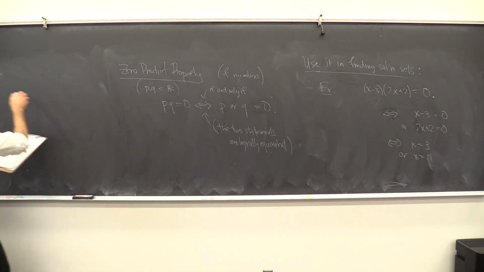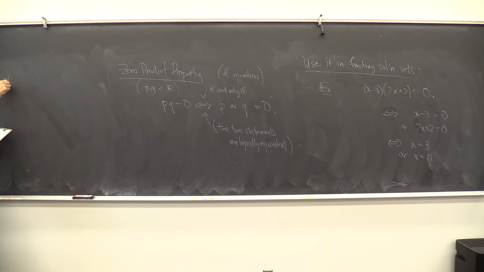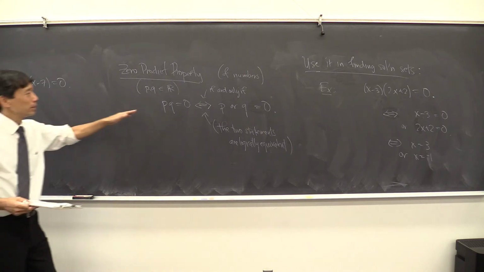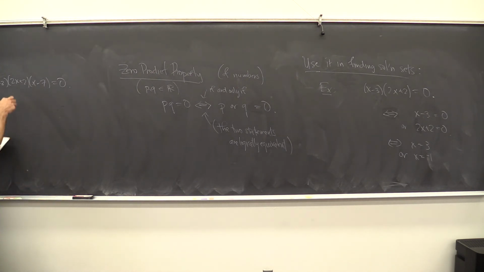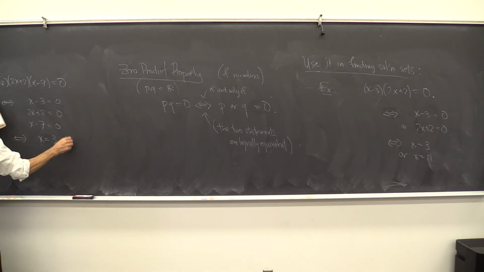If I had something more complicated, x minus 3, 2x plus 2, x minus 7 equals 0, it's got 3 factors. That's still okay. I'm just going to use the zero product property. It's written in terms of 2 numbers, but it could be for more than 2 numbers. So the zero product property says this is the same thing as saying that x minus 3 equals 0, 2x plus 2 equals 0, x minus 7 equals 0. And so my solution set is going to be 3, negative 1, 7. So this is useful.